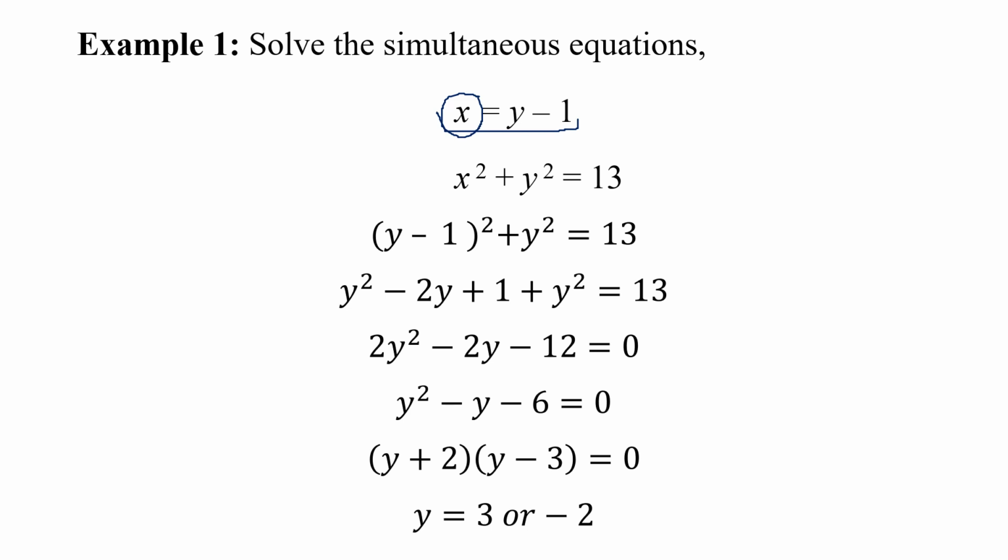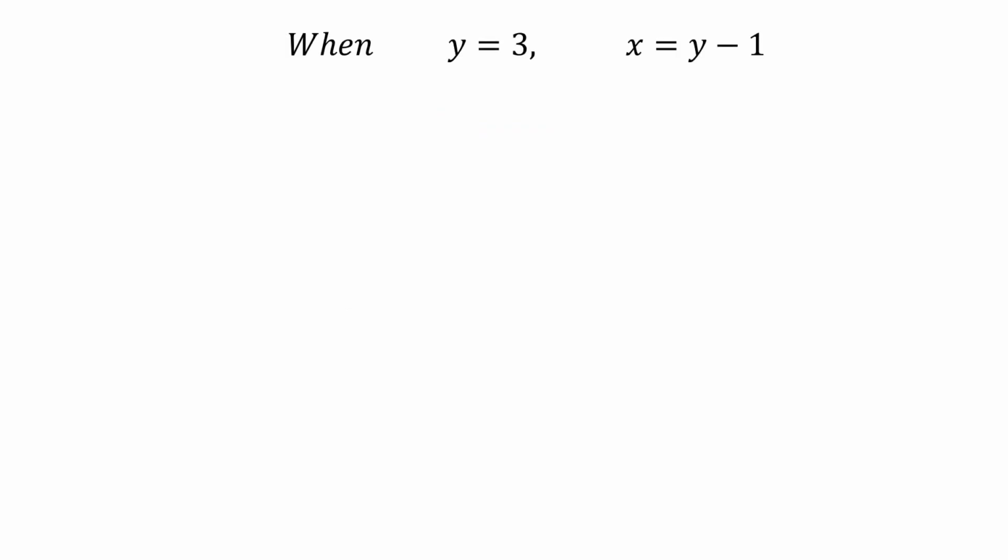We are now moving on to the last step, step number 5, where we are substituting the values of y into any of the equations to find the corresponding values of x. So when y is equal to 3, I am going to use this equation to find the corresponding values of x. I'm saying when y is 3, I will substitute 3 for y here.